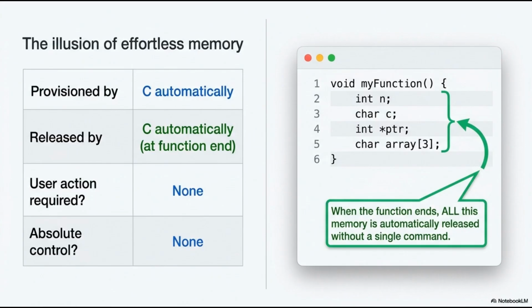We begin our journey right where almost every beginner C programmer starts out. This is the realm of automatic memory, also known as the stack. It's safe, it's predictable, and honestly, it asks very little of you. Think about how memory is provisioned and released here. You declare an integer, maybe a character, a pointer, an array, and boom, C just handles it behind the scenes. You don't have to explicitly beg for the space. And even better, when the compiler hits that closing bracket, all of that memory is automatically released without you having to type a single command. It feels like magic. But as you'll see, that convenience comes at the cost of absolute control.